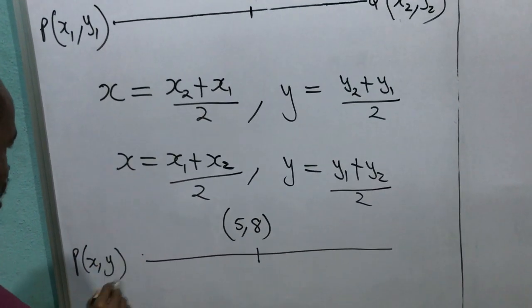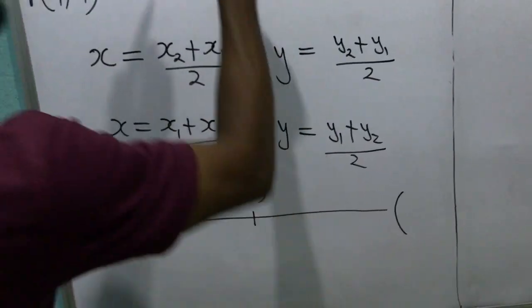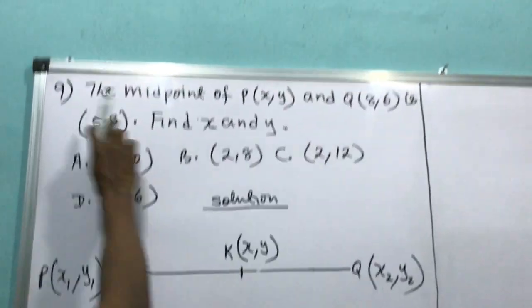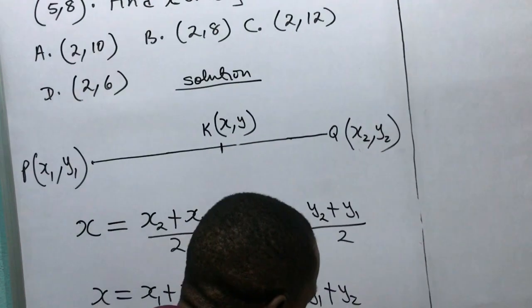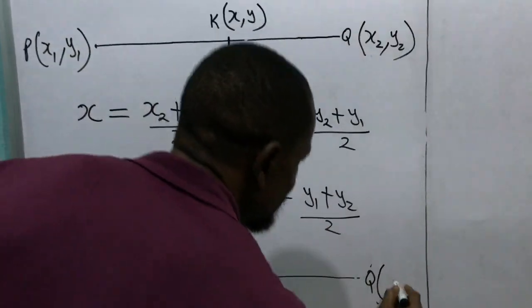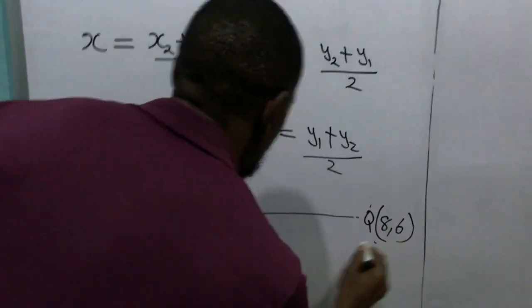Then the point P is what? x, y. And another point is point Q. Point Q is 8, 6.